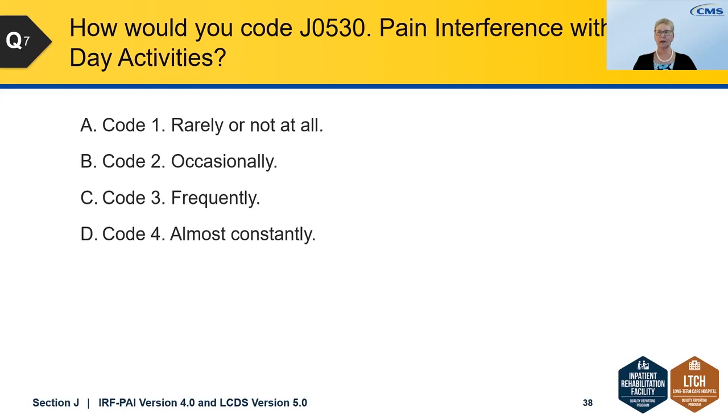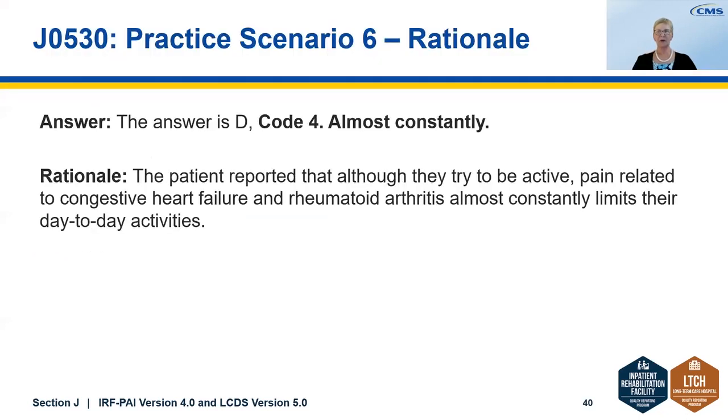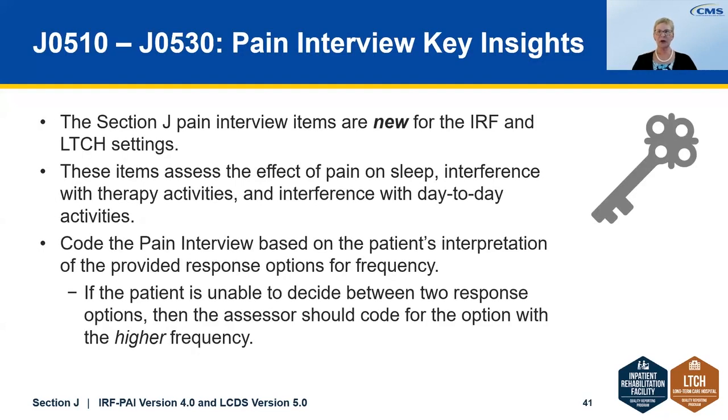And I think we can go ahead and close the poll. And wow, 91% selected D, code 4, almost constantly. And in fact, that is the correct answer. So the rationale for this choice is that the patient reported that although they try to be active, pain related to congestive heart failure and rheumatoid arthritis almost constantly limit their day-to-day activities. This concludes our coding scenarios for the pain interview items.